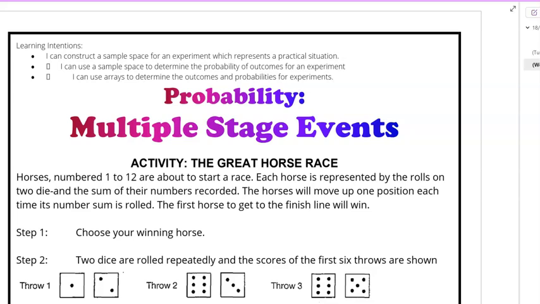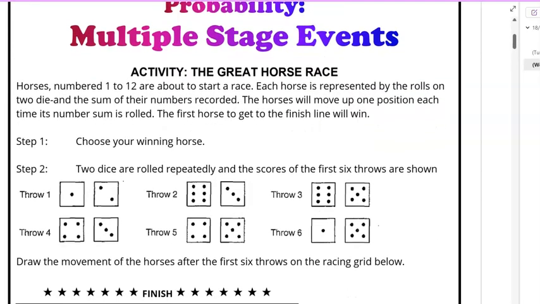Multiple stage events is just more than one thing happening at the same time. So the first activity we're going to look at today is where you're rolling 2 dice, so more than one. Rolling 2 dice at the same time is called a 2-stage event. And we're going to look at probabilities associated with the 2-stage event.